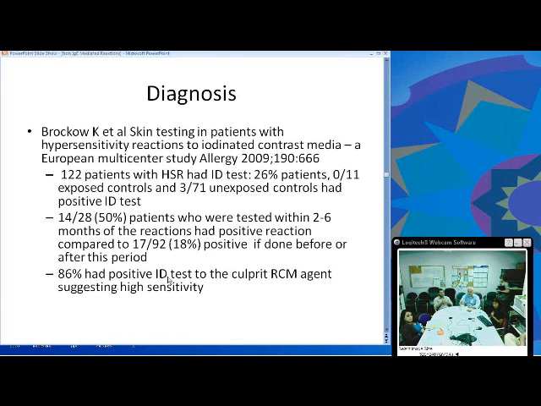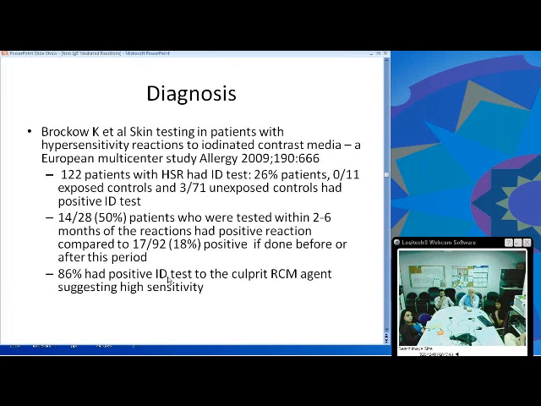The next study was actually done with controls. So here, this was in 2009. They looked at 122 patients with hypersensitivity reactions. They looked at 71 unexposed controls, and they also looked at 11 exposed controls who had the radiocontrast media but did not have a reaction. And for this study, 26% of the patients did have a positive ID, and out of the 11 exposed controls, none of them did, and 3 of the 71 unexposed had positive ID tests. 50% of the patients who were tested within 2 to 6 months had a positive reaction. So even in that period, it was only 50%. However, it was better than about 18% of positive reactions if they were done before or after, not between 2 and 6 months of the reaction.